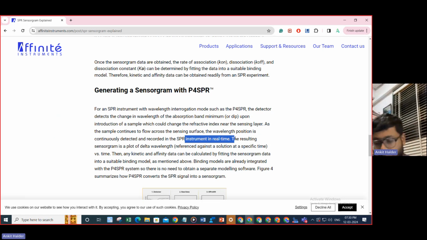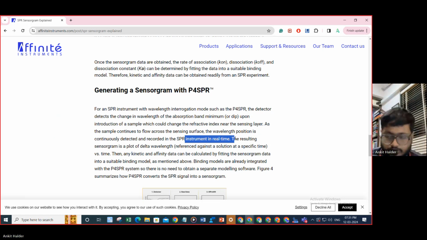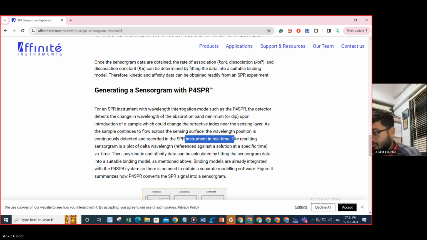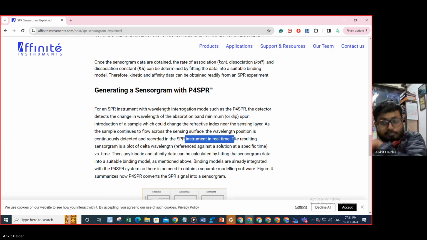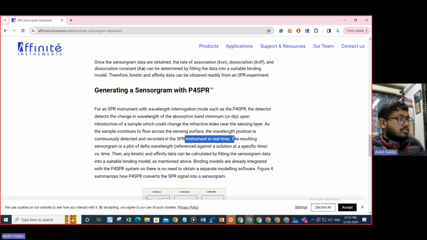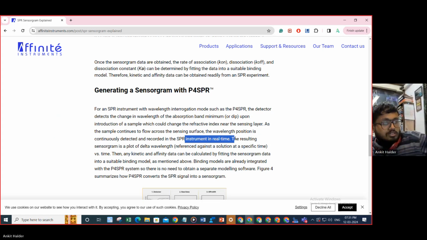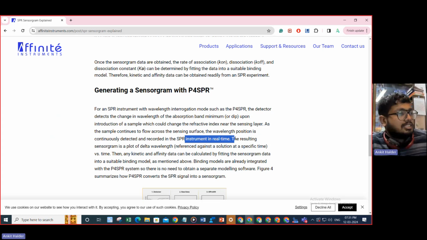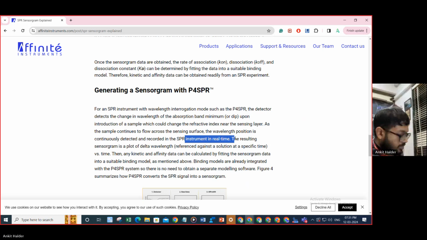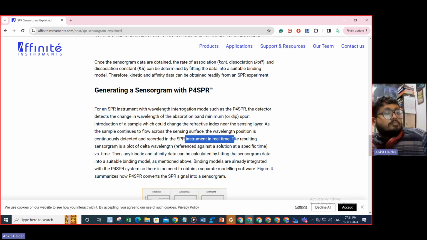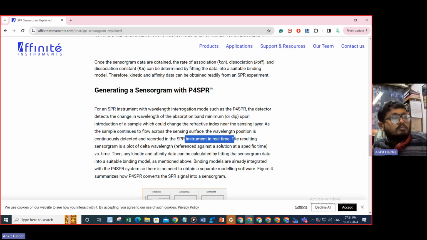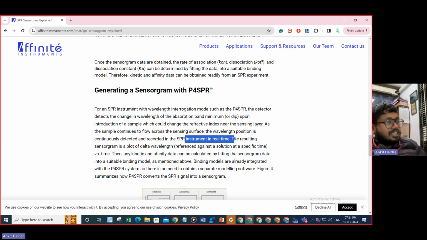So how is it done? As the sample continues to flow across your sensing surface, the wavelength position is continuously detected and recorded. So the wavelength position of the change resulting is a plot of delta wavelength, referenced against a solution at a specific time, versus time. So delta wavelength is the change in the wavelength.